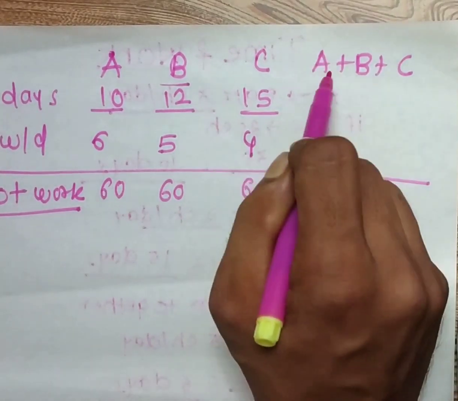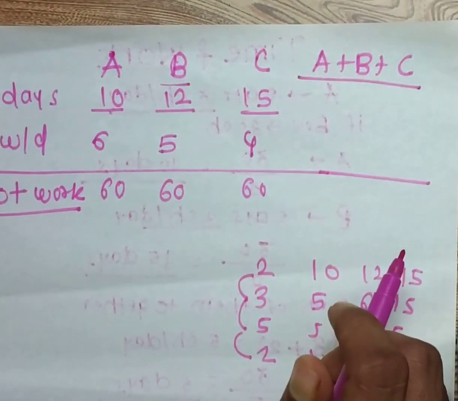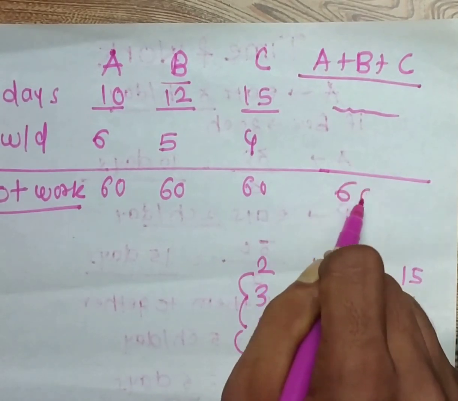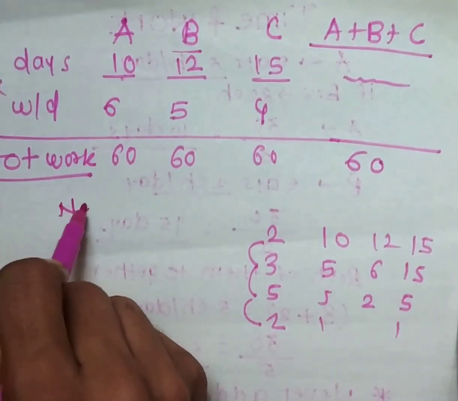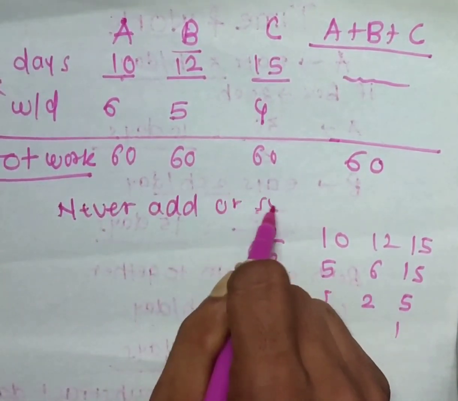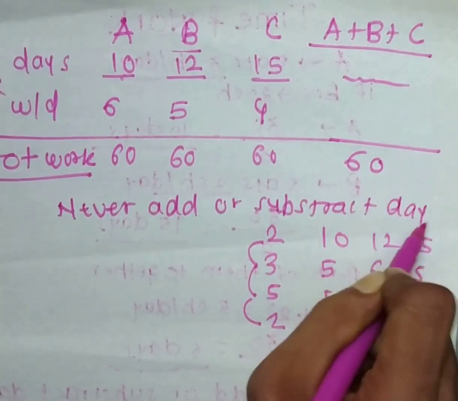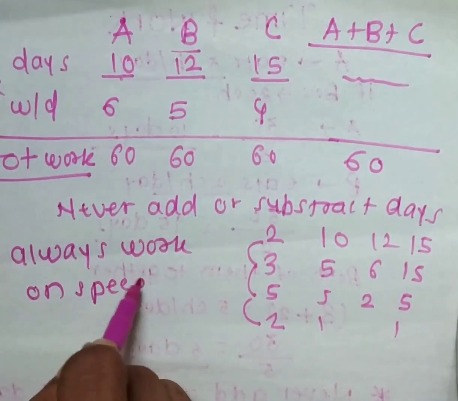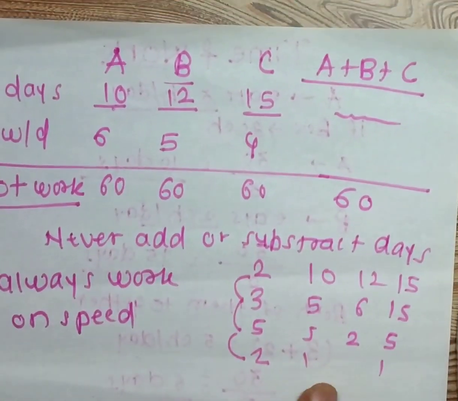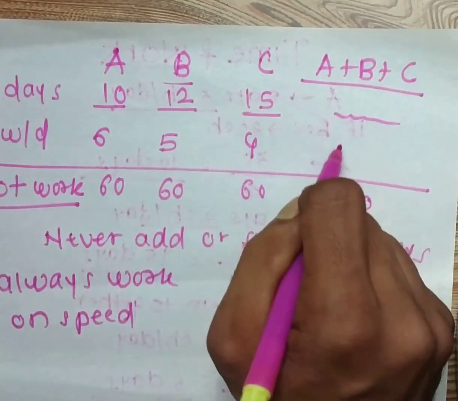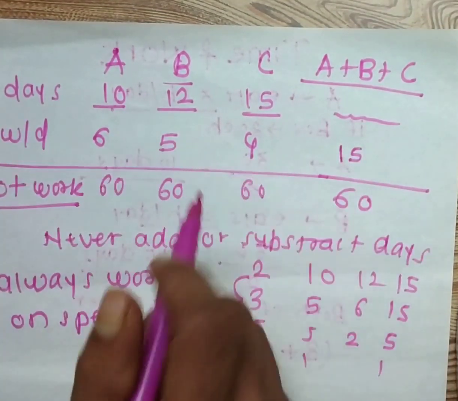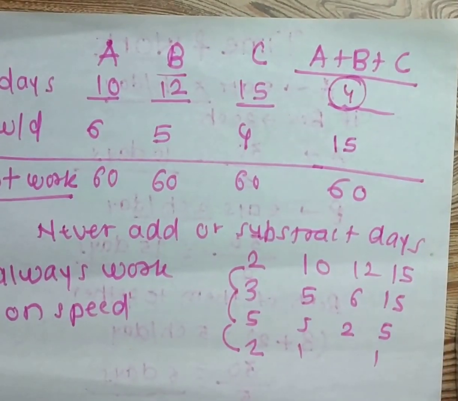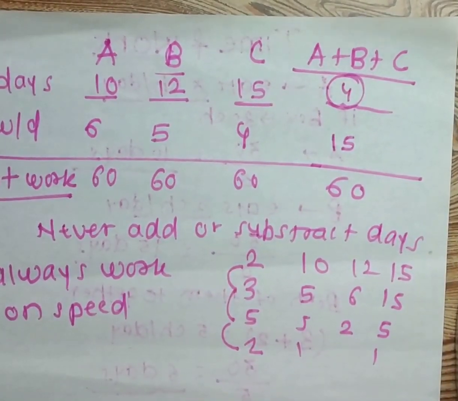And we have to find out if A, B and C start working together, in how many days the work will get completed. The total work will remain the same, so here it will be 60. As I told you, never add or subtract days, always work on speed. Here speed is 6, 5 and 4. So 6 and 5 are 11, 11 and 4 are 15. So 15 work per day will be there if the three of them start to work together. 15 4s are 60. So in 4 days the total work will get completed if A, B and C start working together.